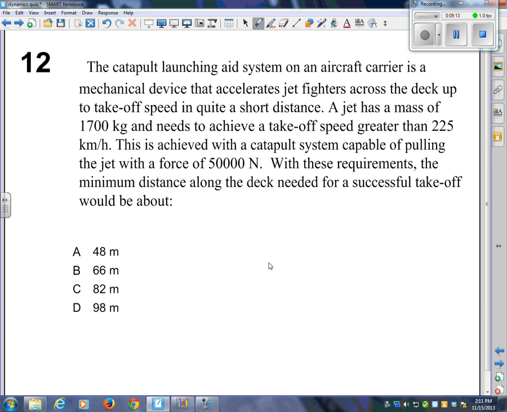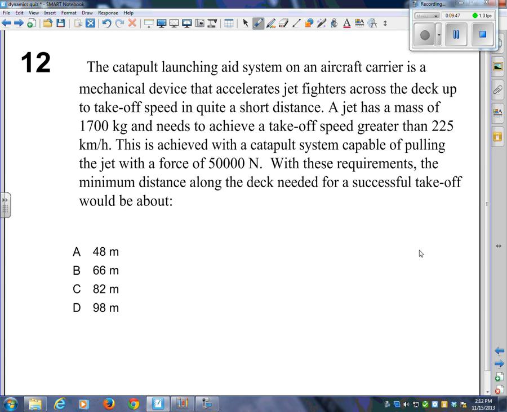The catapult launching aid system on an aircraft carrier is a mechanical device that accelerates jet fighters across the deck up to takeoff speed in quite a short distance. It's really just a big elastic band that helps the aircraft get up to speed so it can take off on a really short runway. A jet has a mass of 1,700 kilos and needs to achieve a takeoff speed greater than 225 kilometers an hour. This is achieved with a catapult system capable of pulling the jet with a force of 50,000 newtons. With these requirements, the minimum distance along the deck needed for a successful takeoff would be about, in other words, how long does the aircraft carrier need to be?